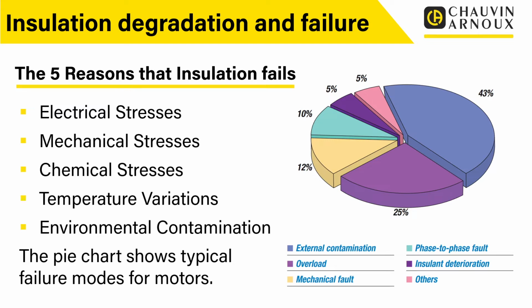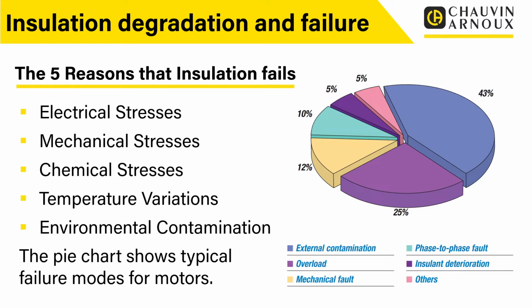Stress is also linked to temperature variations. We can have things like thermal cycling, so when insulation heats up and cools down, it can cause it to degrade. But we can also get heating within the motor itself. Maybe if the motor's overloaded, this is another form of electrical stress, but the temperature effect of that can affect the insulation. So there are a lot of reasons for temperature-related stress on insulation.